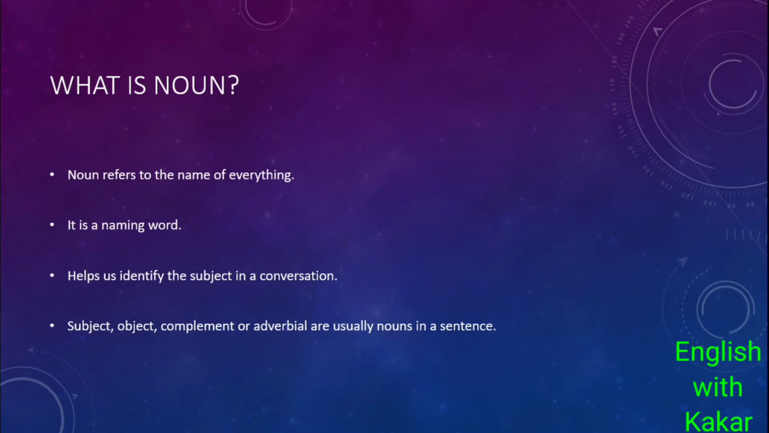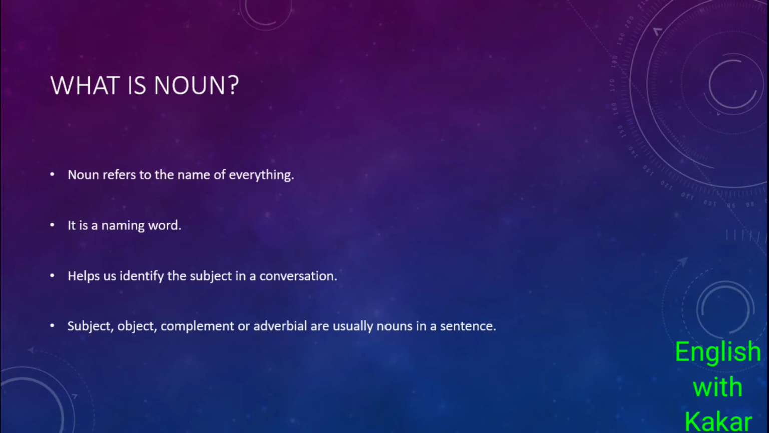Also, it helps us identify the subject in a conversation. Subject in a conversation means topic. For instance, right now we are discussing what? We are discussing noun. So this noun is the name of the topic here. And we are discussing parts of speech. So this term, parts of speech, is the topic that we are discussing right now. This is a noun. So if somebody asks you what is the name of the topic, or what is the noun of the topic, you can simply say that it is parts of speech here in this discussion.